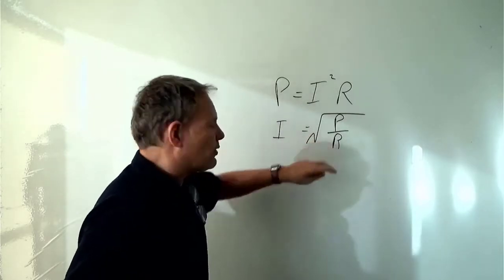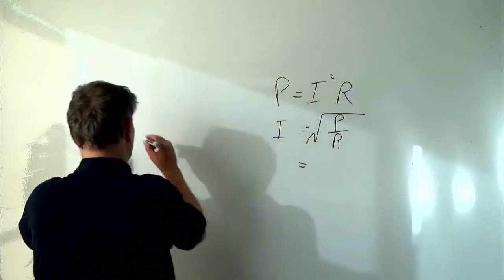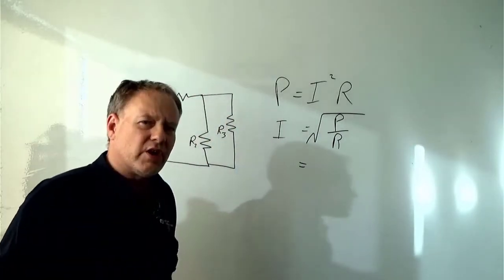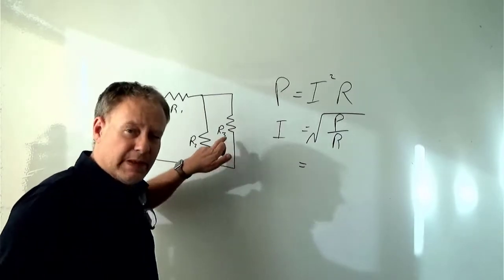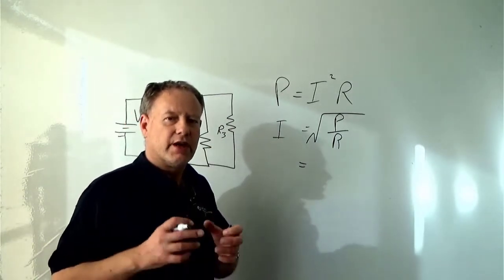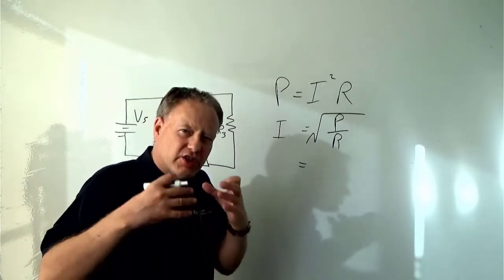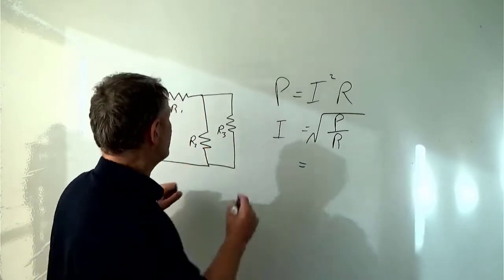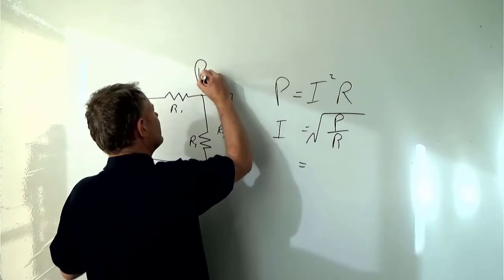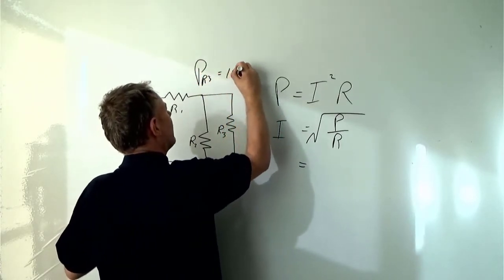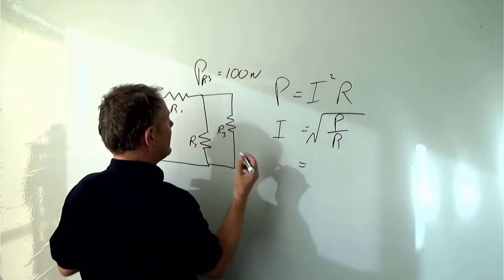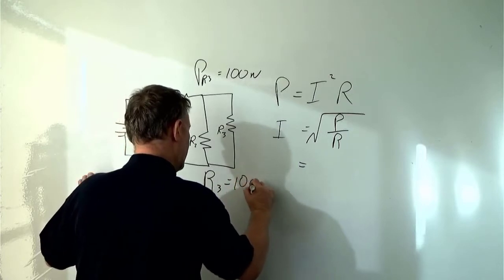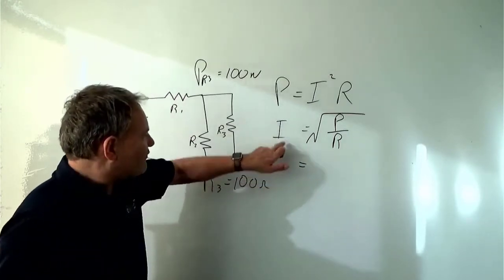I want to talk about subscripts. They're so very important. Let me put a circuit in here. If I'm looking for the current through R3, specifically through R3, I need to put subscripts. You have to focus on what you're actually trying to solve for, and it's especially important for series parallel circuits. So let's say I know that P of R3 equals 100 watts. I also know that R3 equals 100 ohms. I have to write that there.